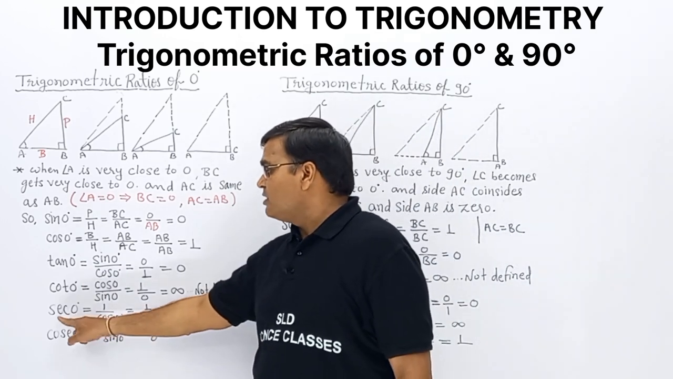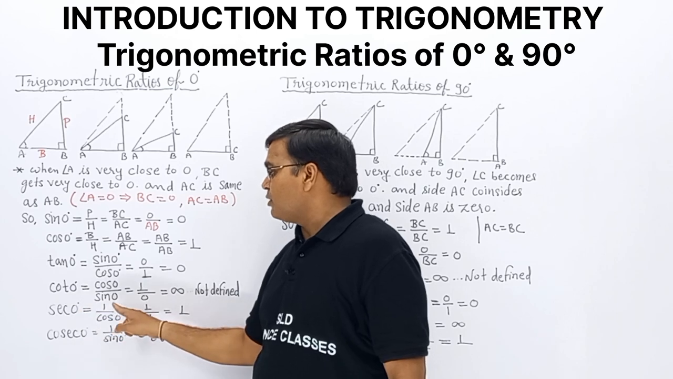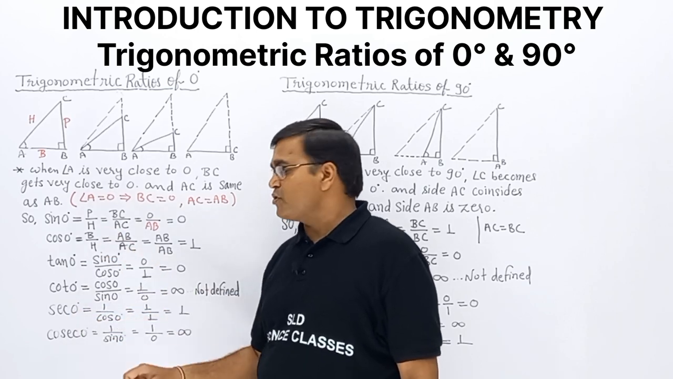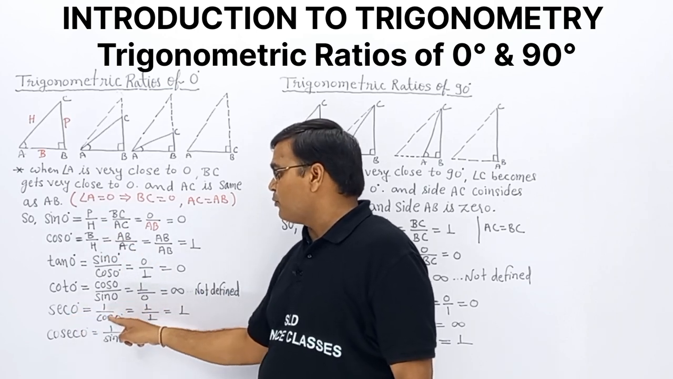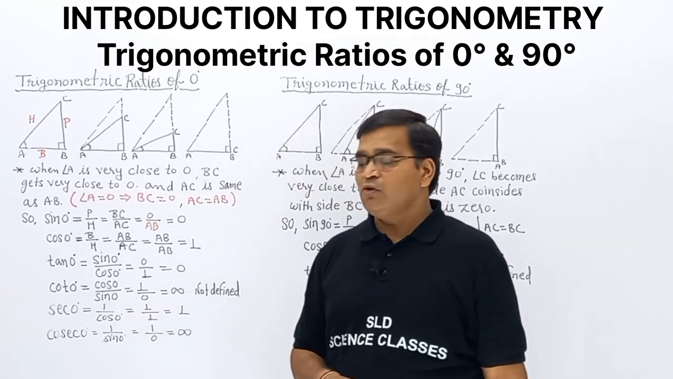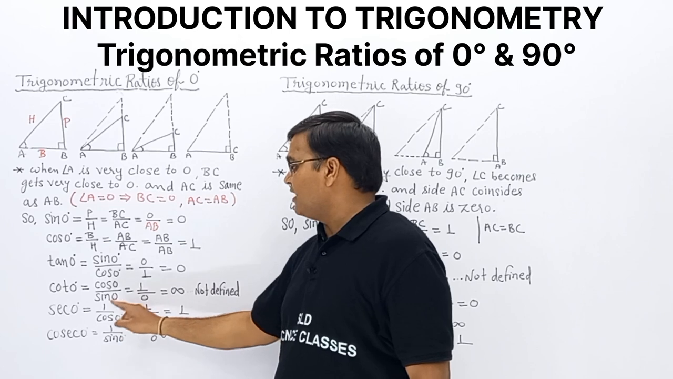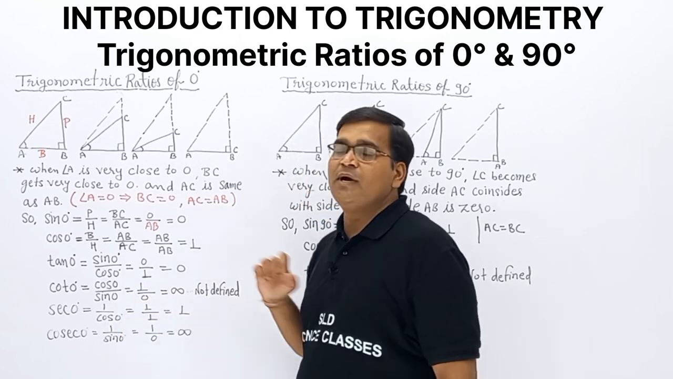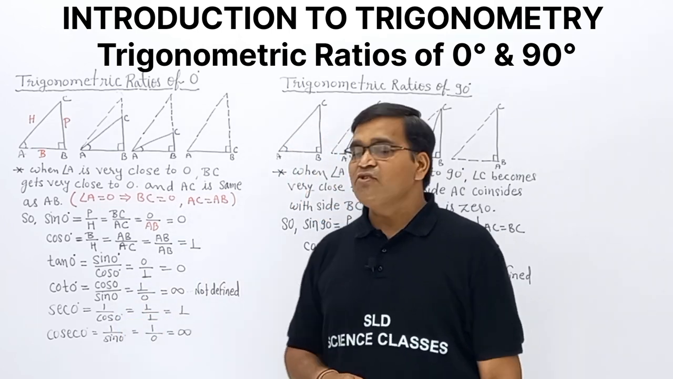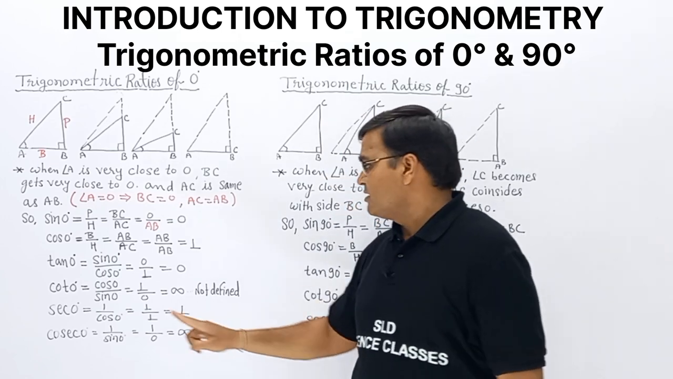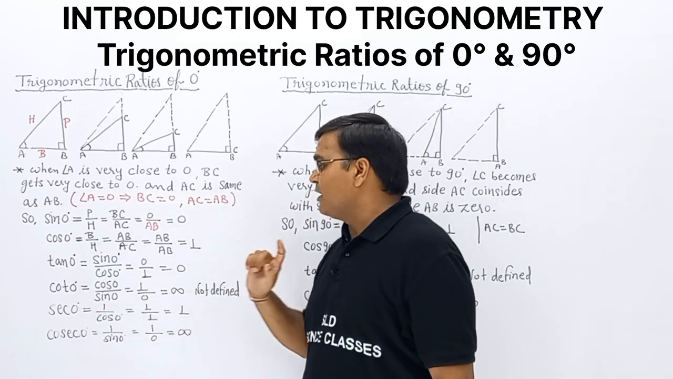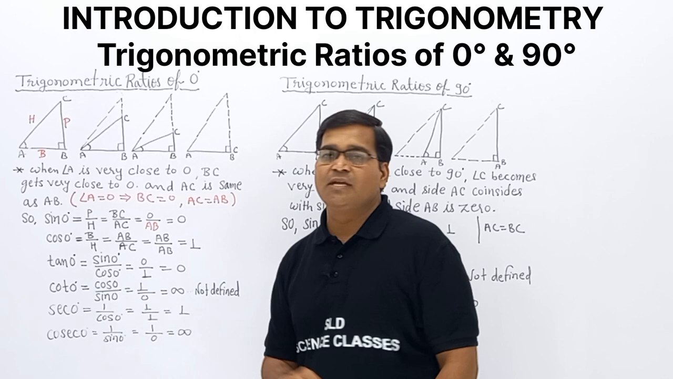Sec 0 will be what? Sec theta is the reciprocal of cos theta. So sec 0 degree will be 1 upon cos 0 degree. Now what is the value of cos 0? Cos 0 is 1. So put this value there, then 1 upon 1 will be 1. So sec 0 degree will be 1. Now the last one, cosec 0 degree.